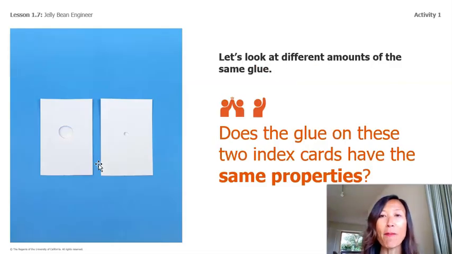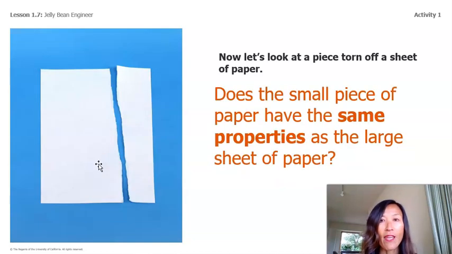So let's look at different amounts of the same glue. Does the glue on these two index cards have the same properties? It is the same glue. It's the same substance, and having a small amount or a large amount of glue doesn't change the properties of glue. Now let's look at this piece torn off paper.